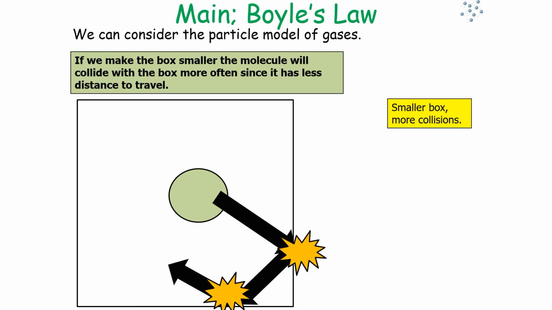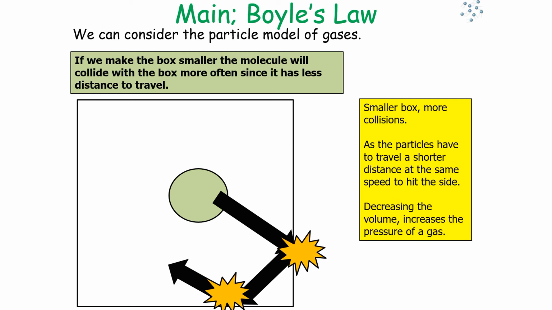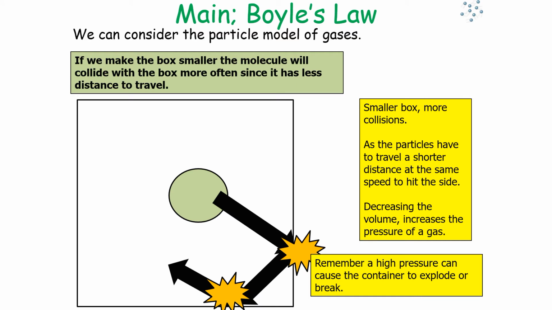Now by the inverse of that, if we make the box smaller, the molecule will collide with the box more often since it has a smaller distance to travel with the same speed. So the smaller box, more collisions as the particles have to travel a shorter distance at the same speed to hit the side. So decreasing the volume increases the pressure of a gas, which is important because a high pressure can cause the container to explode or break.